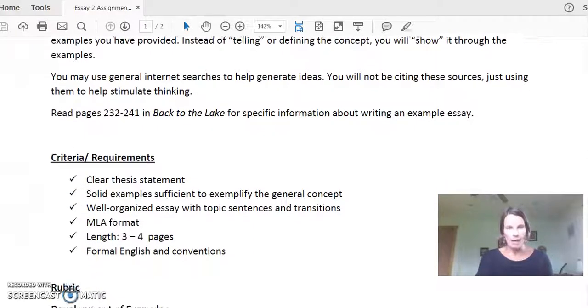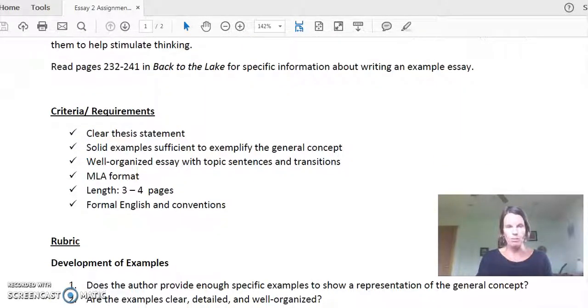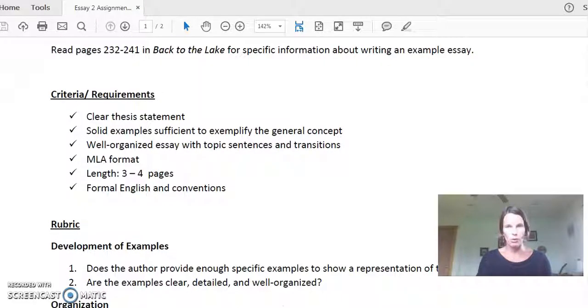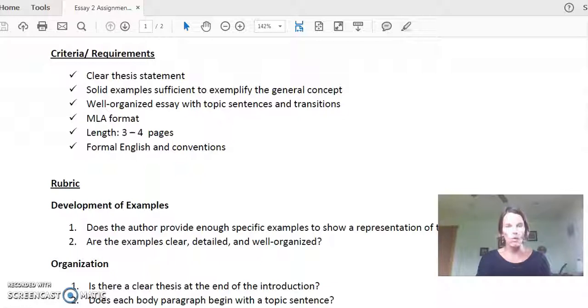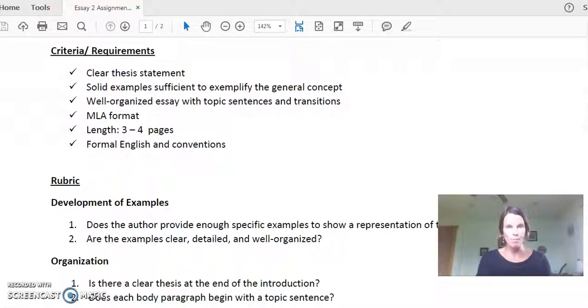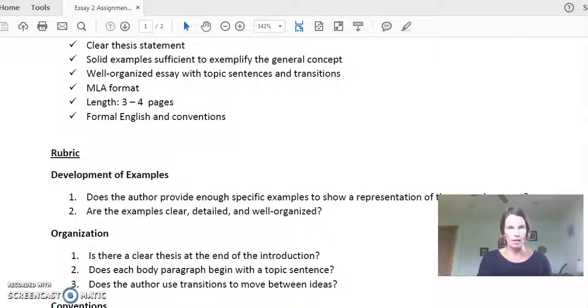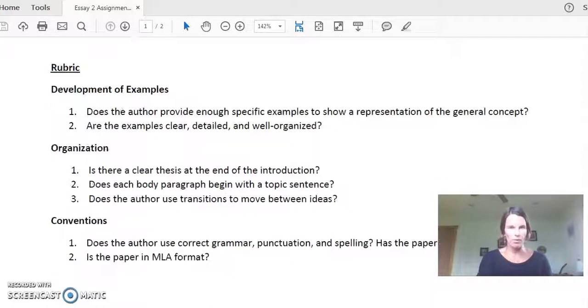And then I have the pages in the textbook that specifically refer to writing an example essay, the criteria and requirements: clear thesis statement, solid examples sufficient to exemplify the general concept, well-organized essay with topic sentences and transitions, MLA format, 3 to 4 pages, and of course your English and conventions and grammar, and then the rubric.